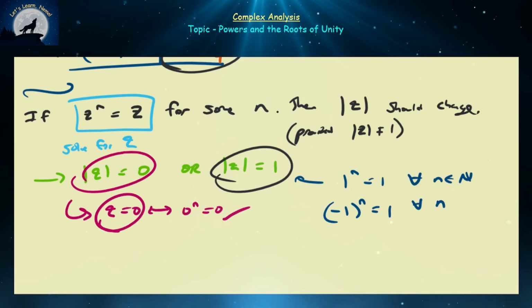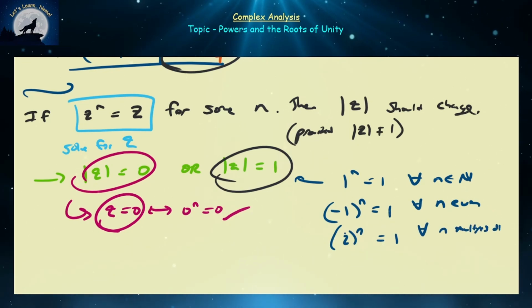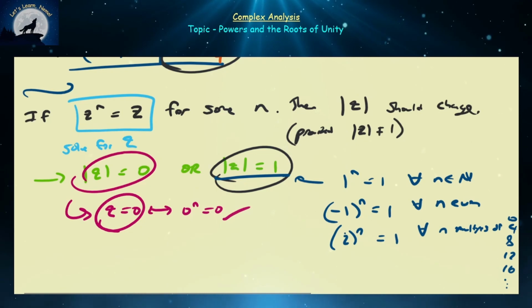We have minus 1 to the power of n is equal to 1. This is going to be true for all n that is even. We also have i to the power of n that's going to be equal to 1, which is going to be true for all n that is a multiple of 4. For example, 0, 4, 8, 12, 16, and so on. So we actually have several different complex numbers that satisfy the norm of z is equal to 1. There's 1, negative 1, i, minus i, and so on for some number z.